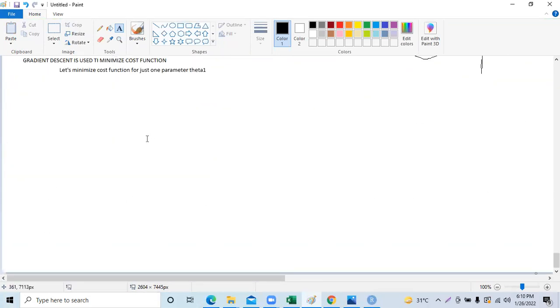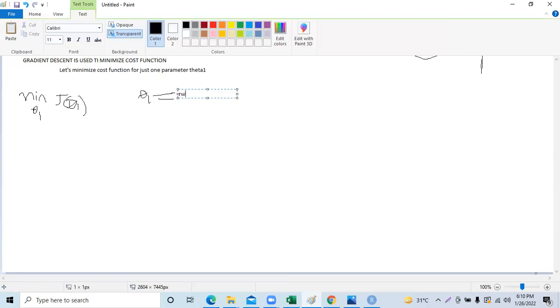So we are looking for the minimum of J(theta 1), where theta 1 is a real number. Very important to state, right? So let's try to understand how gradient descent works on this function.